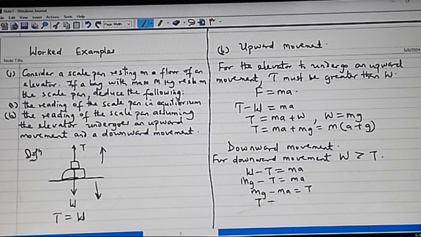Therefore, your T will be m into (g minus a). So this will now be the reading of the scale pan if the elevator is undergoing a downward movement. This will be the reading if it's undergoing an upward movement. And this will be the reading when it is in a state of equilibrium. We are yet going to consider another example that has to do with a pulley system, and also apply this concept that we just applied in this simple case.